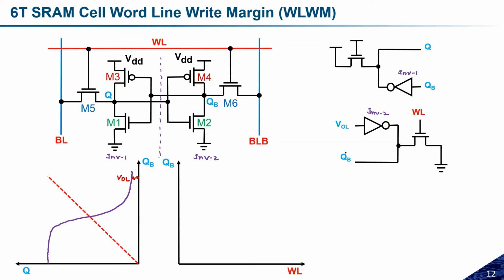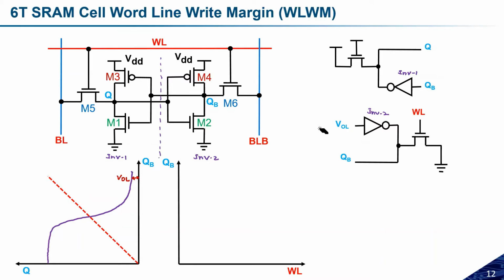Important thing here is that this VOL is the same as Q, because Q becomes logic low, and I'm assuming that ideally this VOL should be 0. Sometimes you can consider it as 0. But if you want to calculate the actual word line write margin, first you have to calculate the VOL of this first inverter, and then this voltage should be something like that. So this VOL comes from there.